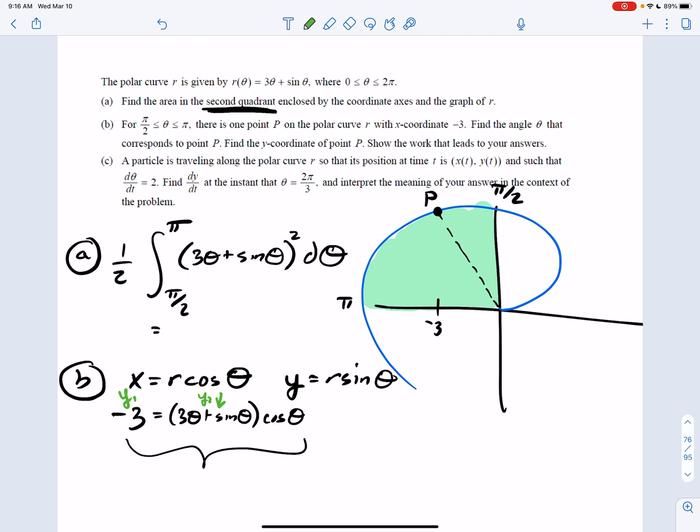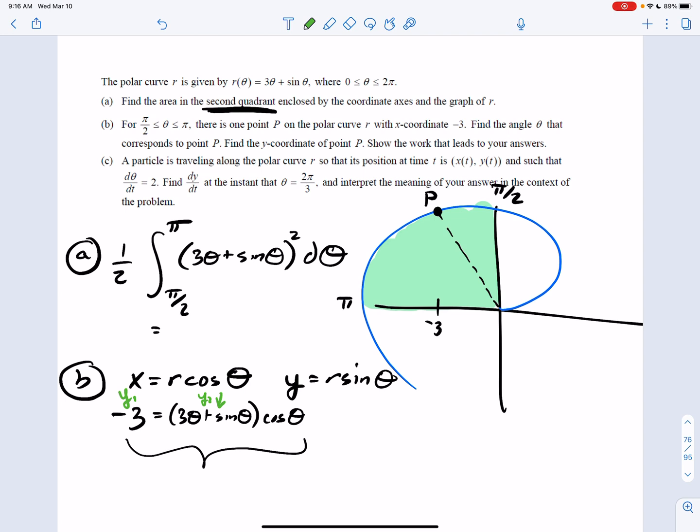Okay, I'm going to go to window, and I'm going to change x min to pi over 2, and x max to be pi, because I know the intersection is going to be somewhere in between. And hopefully we'll see an intersection here.